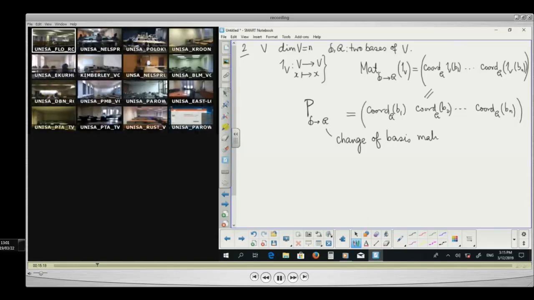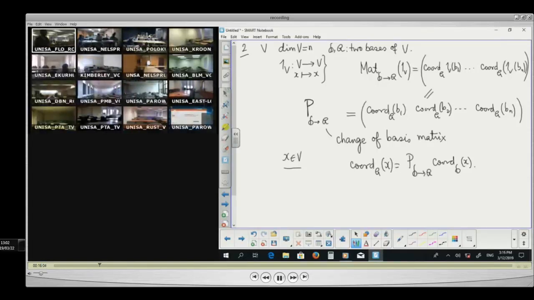And the reason is obvious. If you take any x in V, what are the coordinates with respect to A of x? You just multiply the coordinates of x with respect to B by P from B to A, and that gives you the coordinates with respect to A. Okay? Clear?